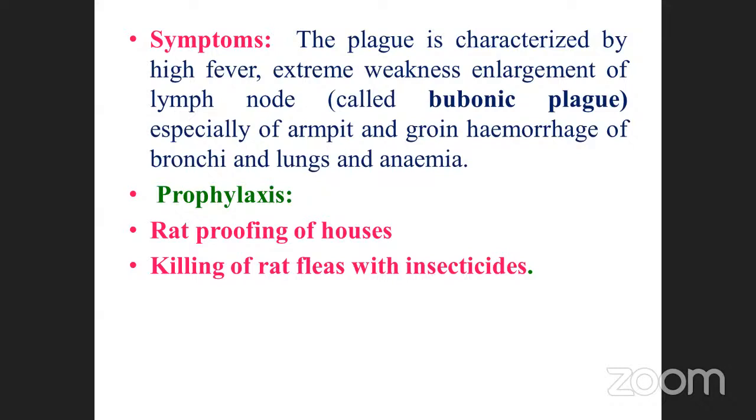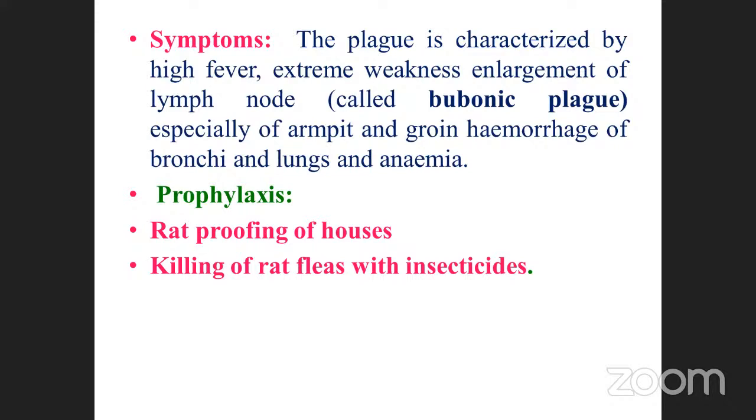See the symptoms. The plague is characterized by a high fever, extreme weakness, enlargement of the lymph nodes, very, very important, called bubonic plague. Suppose any person's lymph node is enlarged, that condition is called bubonic plague. How? Especially of the armpit and groin, hemorrhages of the bronchi and lungs, and anemia. Just your armpit has small swellings, reddish in appearance. These are the symptoms.